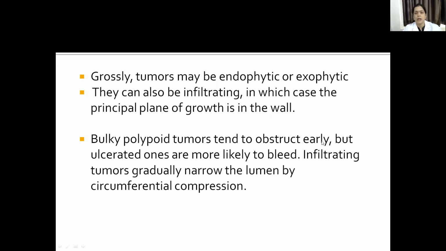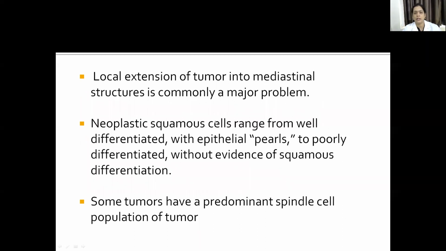So what can be the clinical features? Obviously, there will be obstruction, dysphagia, and chest pain, right? So they are likely to bleed, okay? And there can be a circumferential compression. Obviously, there's a growth and then it compresses. So the local extension into the mediastinal structure is a common and major problem.